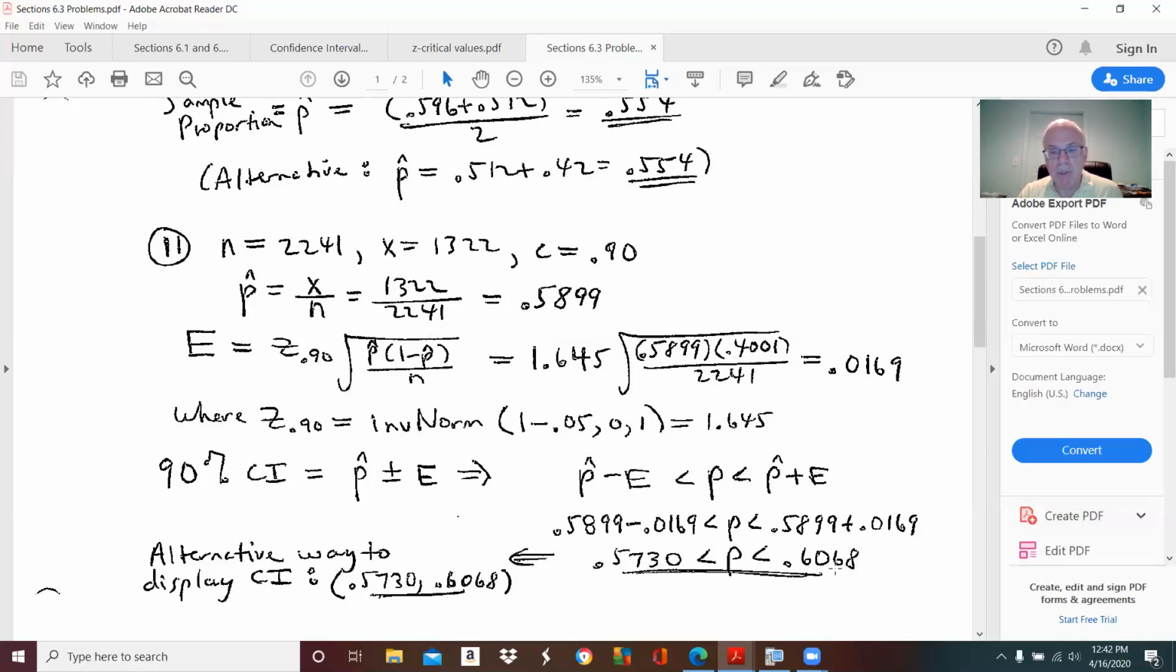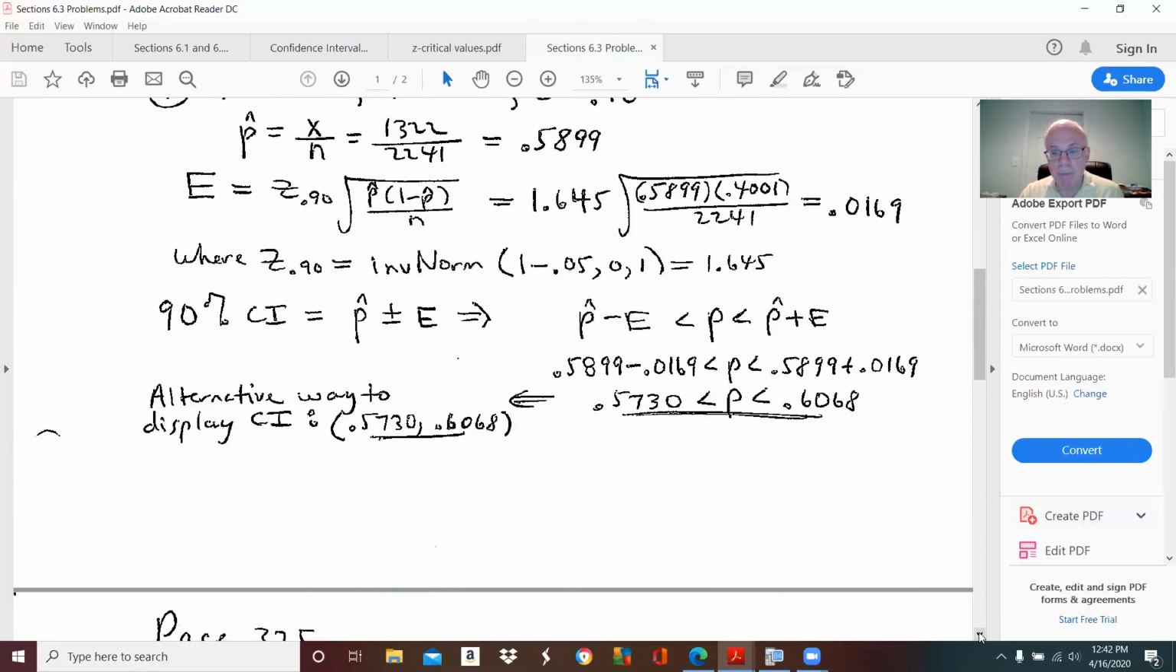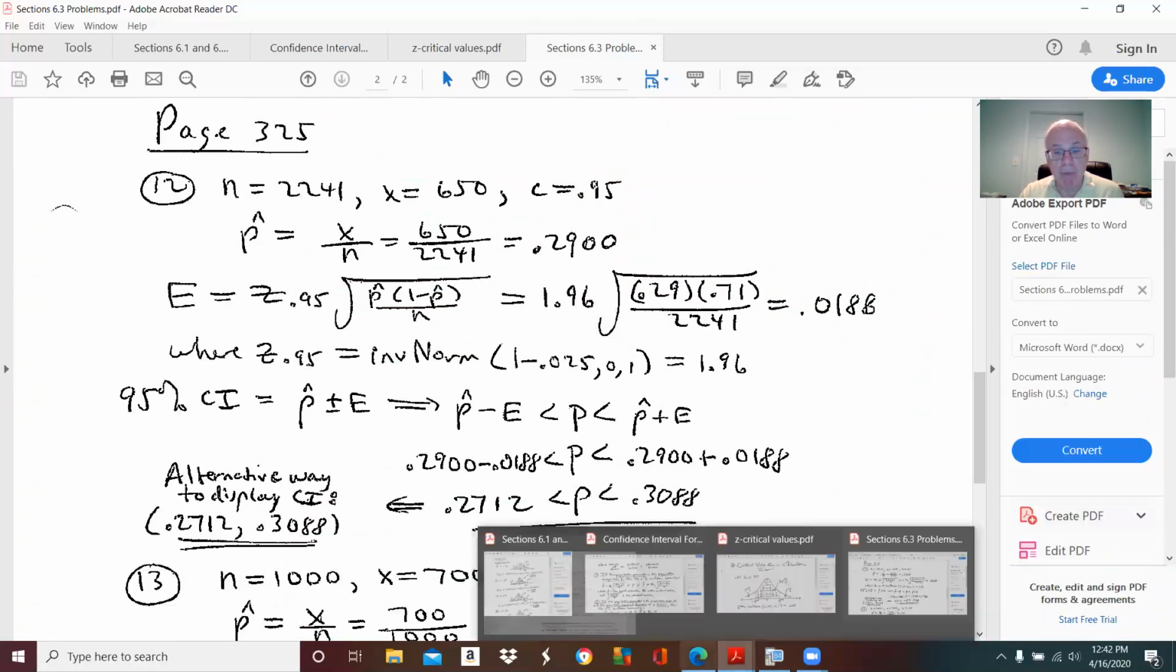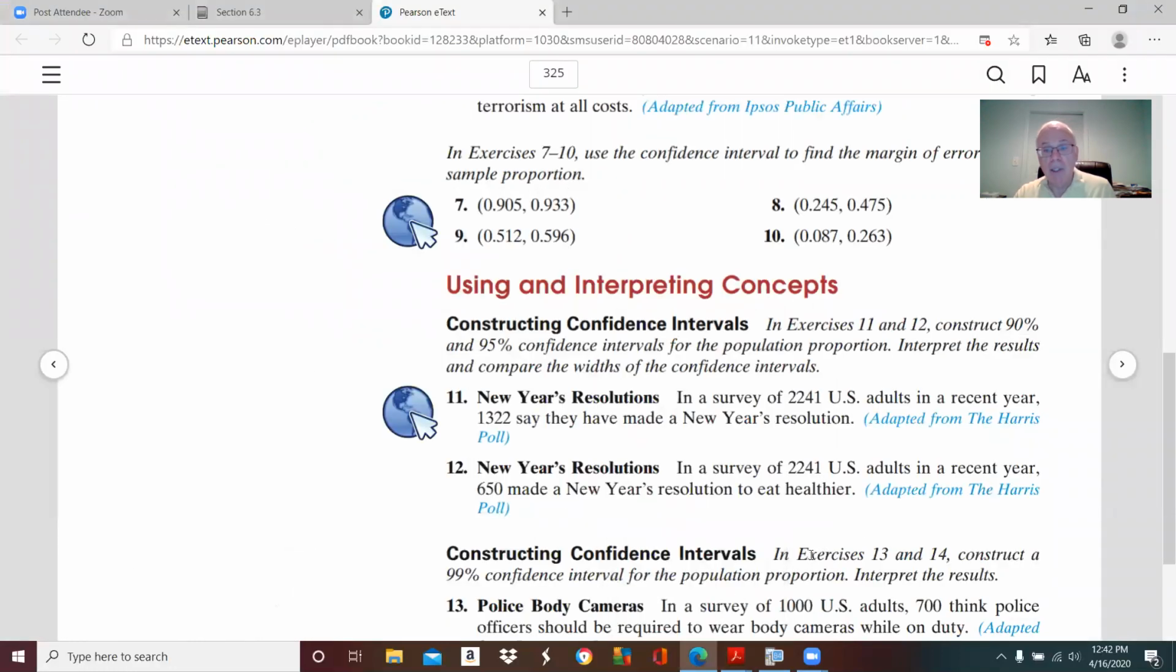Let's say we round up the percentage. Okay, that's all right. Anyway, that's the confidence interval for number 11. Number 12, I think it's the same survey, but we're going to be asking a different question for this survey. In that survey, 650 made a New Year's resolution to eat healthier. So out of the 2,241 adults, we're now being a little more specific. We're saying that 650 of them made a New Year's resolution to eat healthier.